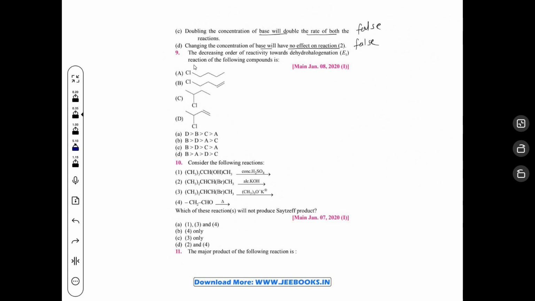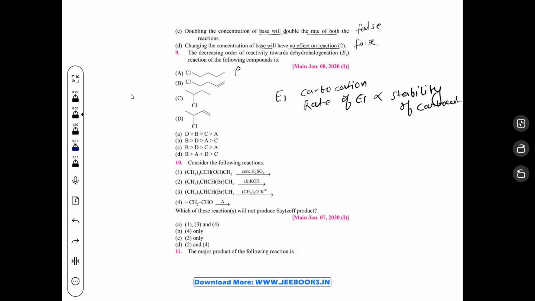Now moving to question number 9: the decreasing order of reactivity towards dehydrohalogenation following the E1 mechanism for the following compounds. So we know that the E1 reaction follows the carbocation pathway. Therefore, the rate of an E1 reaction is directly proportional to the stability of the carbocation. So we have to see which carbocation is more stable. Let's start from here. So this will give you a primary carbocation.